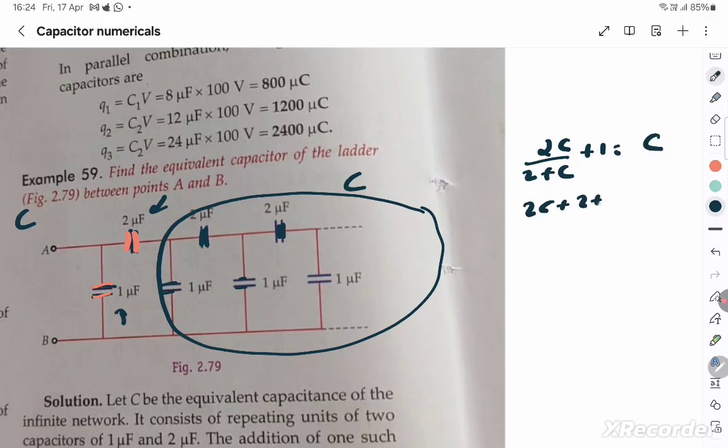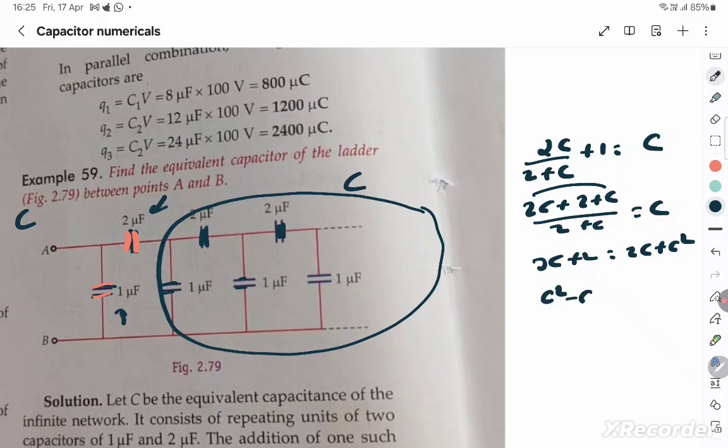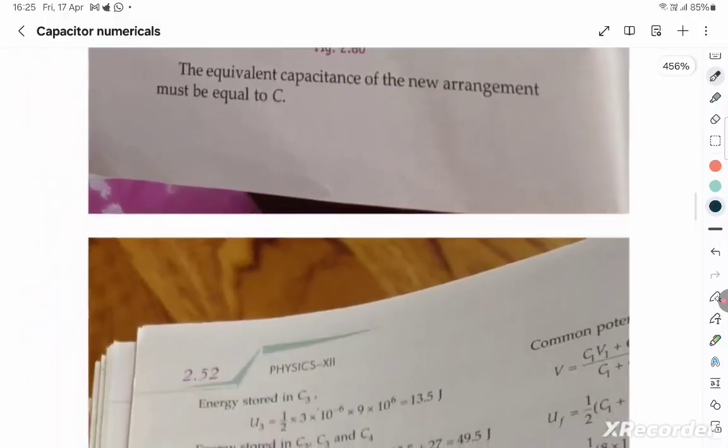So (2C plus 2 plus C) by (2 plus C) is equal to C. Just solve it and you get the answer. So it's 3C plus 2 is equal to 2C plus C square. You get a quadratic equation, C square minus C minus 2 is equal to 0. So C is equal to 2 microfarad or minus 1 microfarad, and it is not possible for it to be negative, so therefore C is equal to 2 microfarad. This is for infinite capacitance. So let's go to the next sum, which is the 60th question. Let me search for the 60th question.